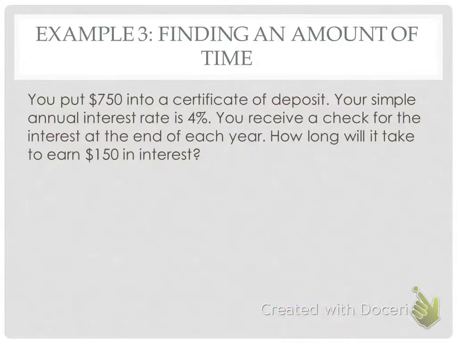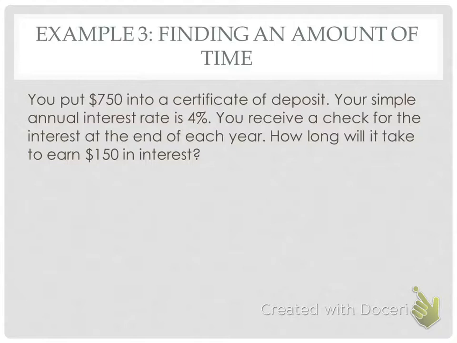Okay, now example 3. In example 3, you put $750 into a certificate of deposit. Your simple annual interest rate is 4%. You receive a check for the interest at the end of each year. How long will it take to earn $150 in interest?